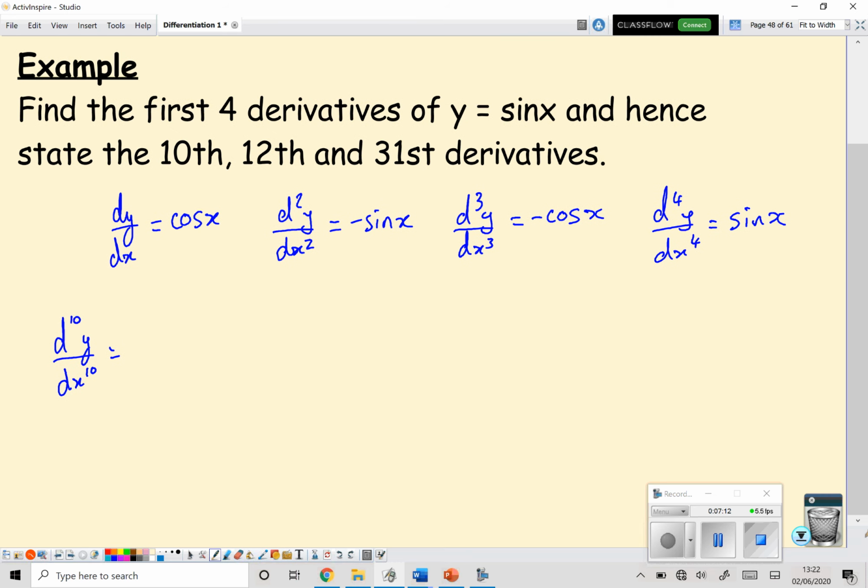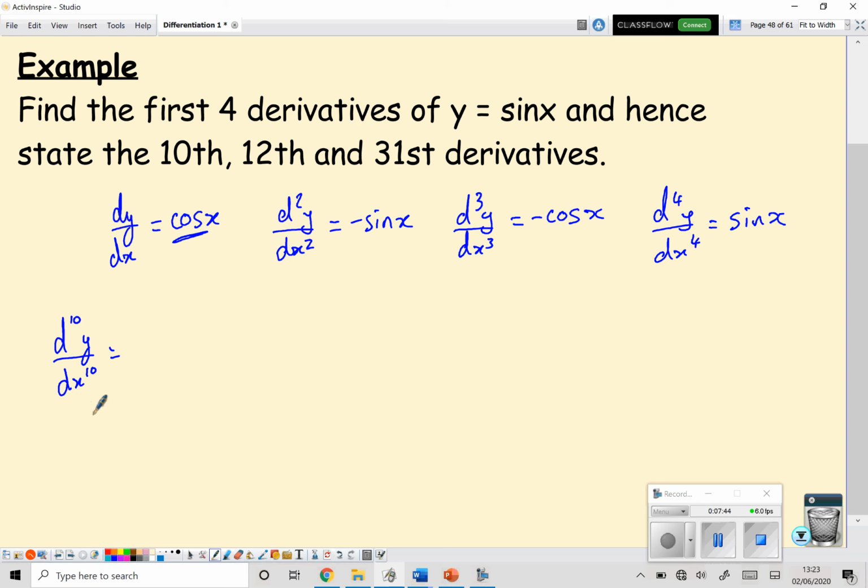Now, if you think about this one, the tenth derivative in the series. Well, we know that this series of derivatives is going to repeat every four derivatives. So d5y by dx5 is going to be cos x, the first one in the sequence. So we can use the 4 times table to help us find out where we are in the sequence.